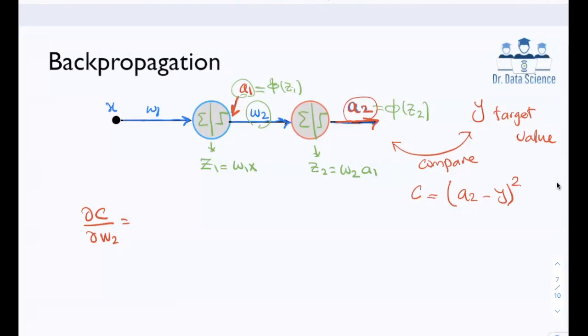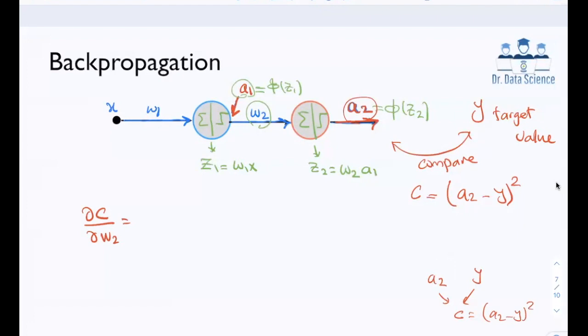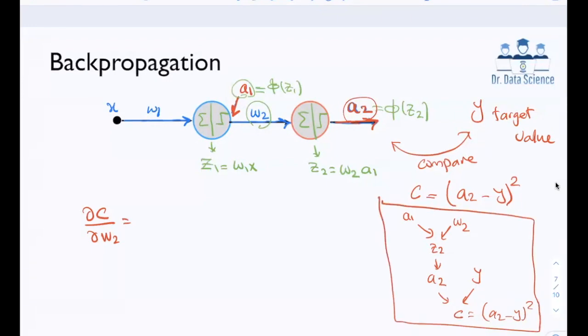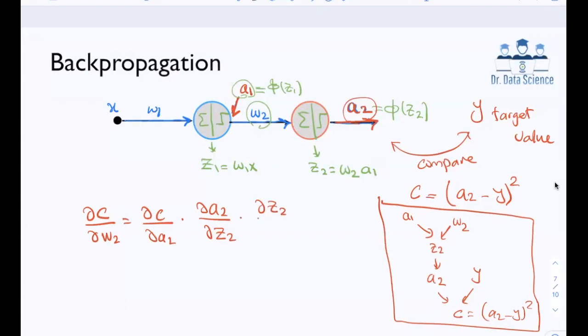The way you can think about it is that I always like to create what is called a computation graph. So we have this A2 and we have Y, and these two give us C, because C equals A2 minus Y to the power of 2. And A2 is given by Z2, and Z2 is given by W2 and A1. Just have this in mind. Now if I want to find the partial derivative of C with respect to W2, I can find the partial derivative of C with respect to A2, the partial derivative of A2 with respect to Z2, and Z2 with respect to W2. So this is the path that we took here: we started from here, then we went here, then here, and then here.